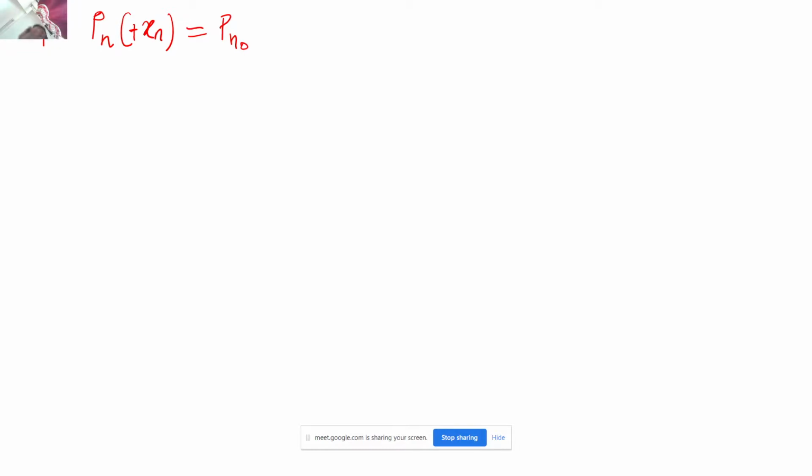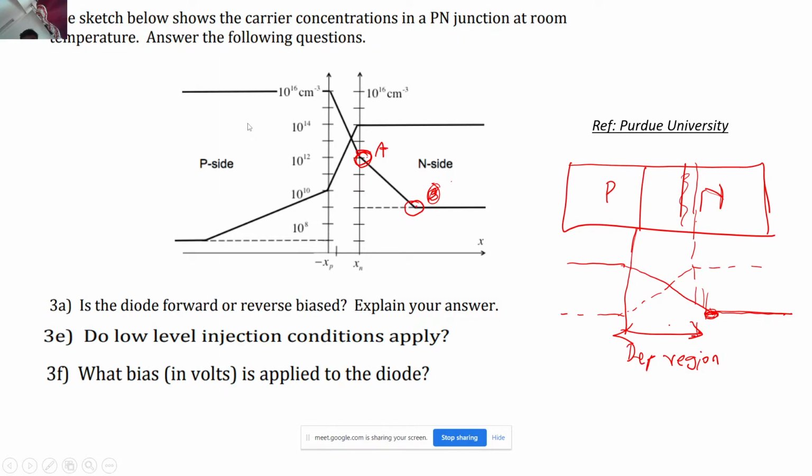Pn naught, that is the hole concentration far away at equilibrium, far away from the depletion region, times exponential of QVA by KT. So both of these guys were suggesting me to use this equation. Now, since this is Pn of plus Xn, what is its value? You can clearly see at point A, correct? It's given as what?